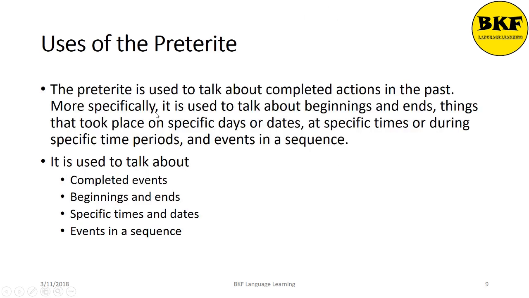Use of the past tense. The past is used to talk about completed actions in the past. More specifically, it is used to talk about beginnings and ends, things that took place on specific days or dates, specific times, or during specific time periods, and events in a sequence. It is used to talk about completed events, beginnings and ends, specific times and dates, and events in a sequence.